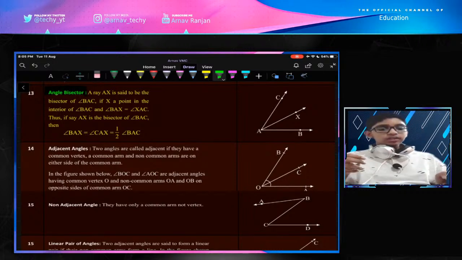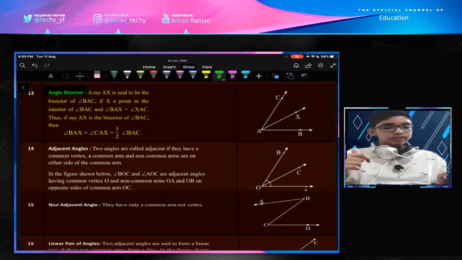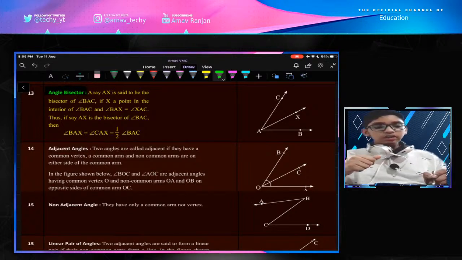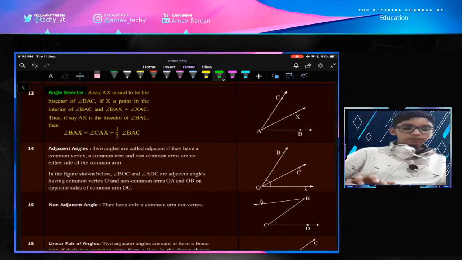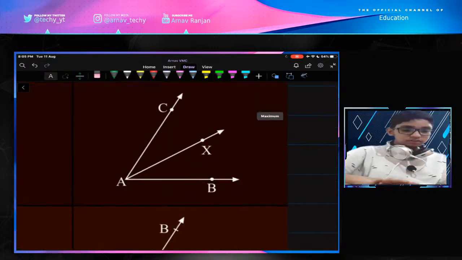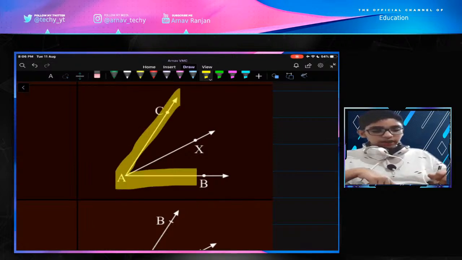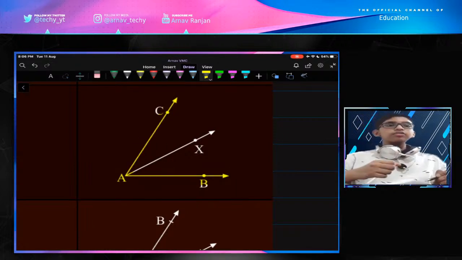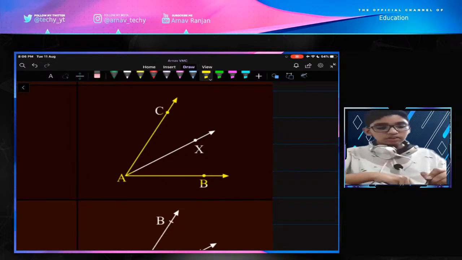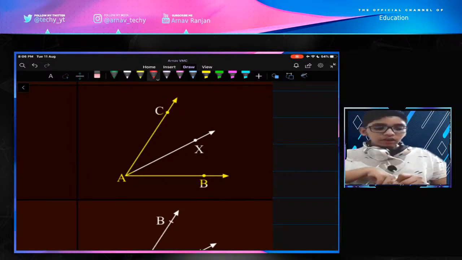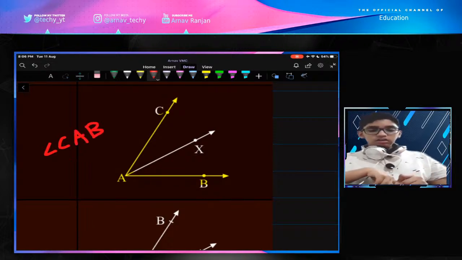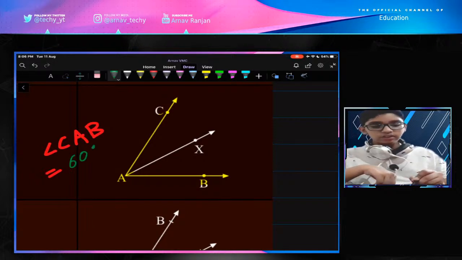So this is angle CAB, or angle CAX and angle XAB, and if I zoom in a bit, this is an angle which I am highlighting in yellow color. This is an angle. Let us say that angle CAB has the measure of 60 degrees.